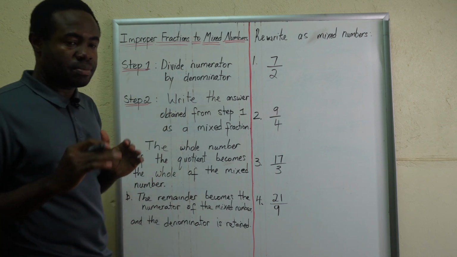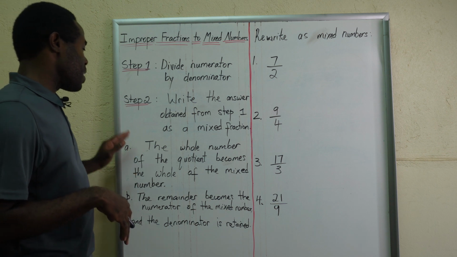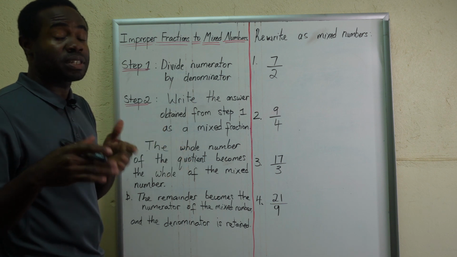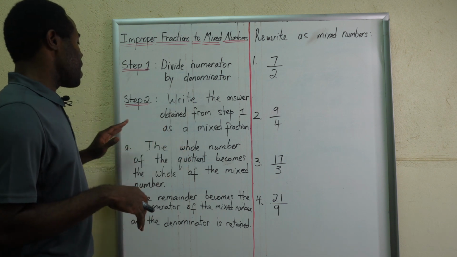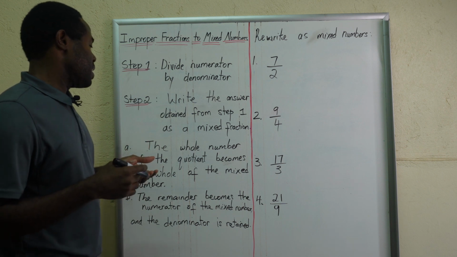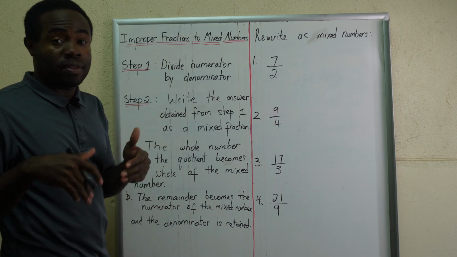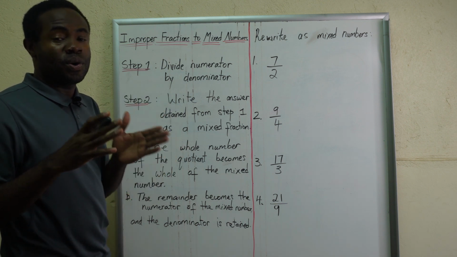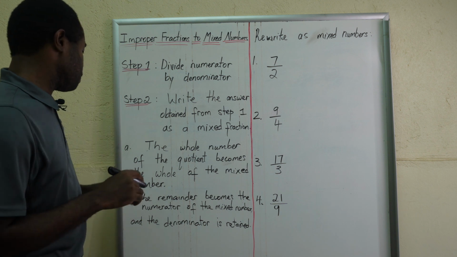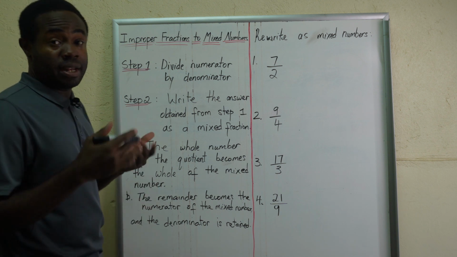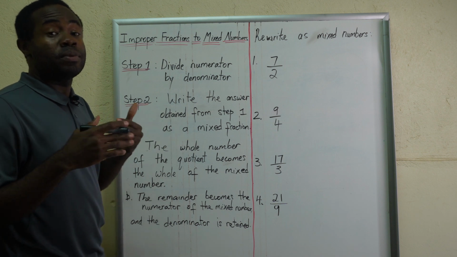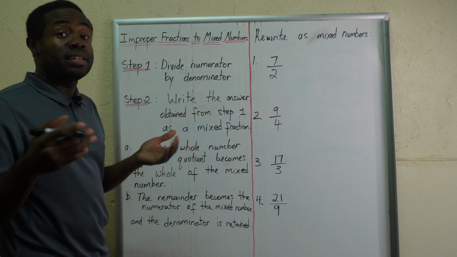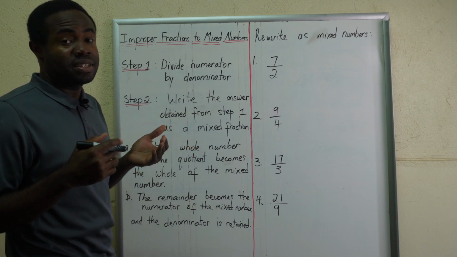Now that is general. Let's get into that a little bit. Now what you're going to do is write the whole number of the quotient. Whenever you divide two numbers, the result is called the quotient, right? So you're going to write the whole number of the quotient as the whole number of the mixed number. In the second part, the remainder that is left will become the numerator of your mixed number. And guess what? The denominator doesn't change.